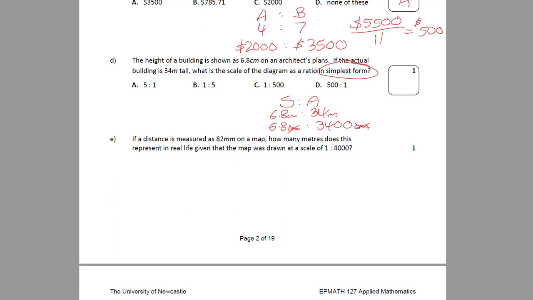Now I can call it 68 to 34,000, multiplying both sides by 10. But again, we've got the calc. I'm going to treat that as 6.8 over 3,400 and see what the calc tells me is the simplest form of that. 6.8 over 3,400, it tells me it's the same as 1 over 500.